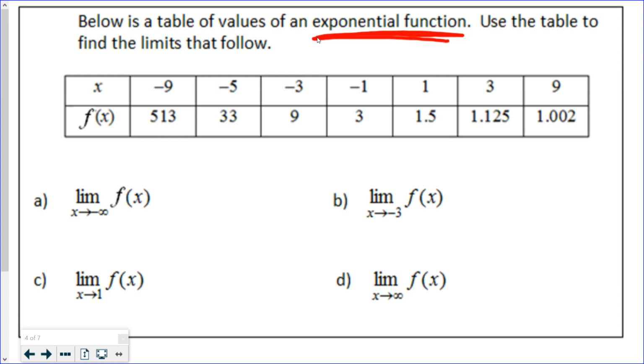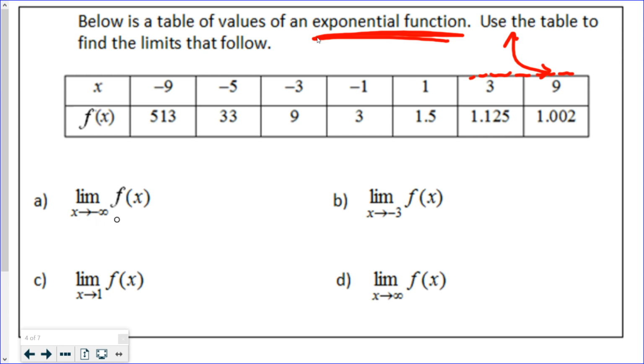Looking at our numbers here, we start up at 513, and as my x's get bigger, what happens to my y's? They're getting smaller. So I'm thinking my graph looks something like this, which means I've got an asymptote over on this side here. As my x's get close to infinity, my y values are getting close to an asymptote. Okay, so we've got that in our mind.